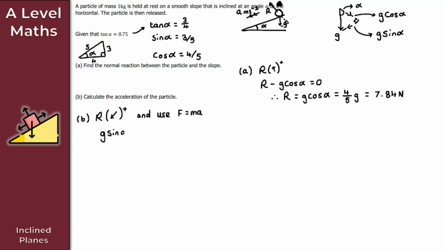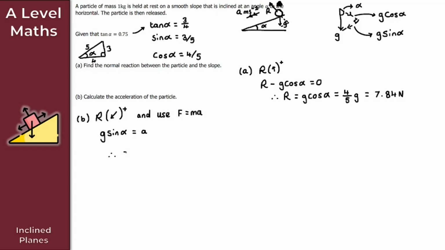We get g sine alpha here. There are no forces going up the plane that are parallel to the plane, so that would simply be our F here. And this is equal then to ma, which would be 1 times a, which is simply a. So we're pretty much there now. So a is equal to g sine alpha.